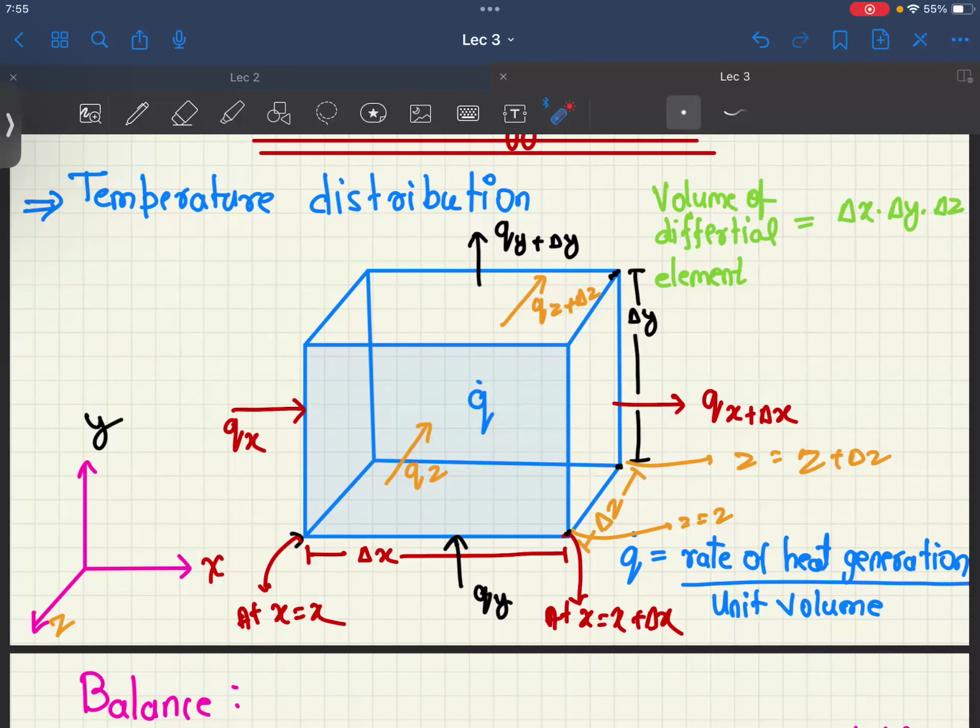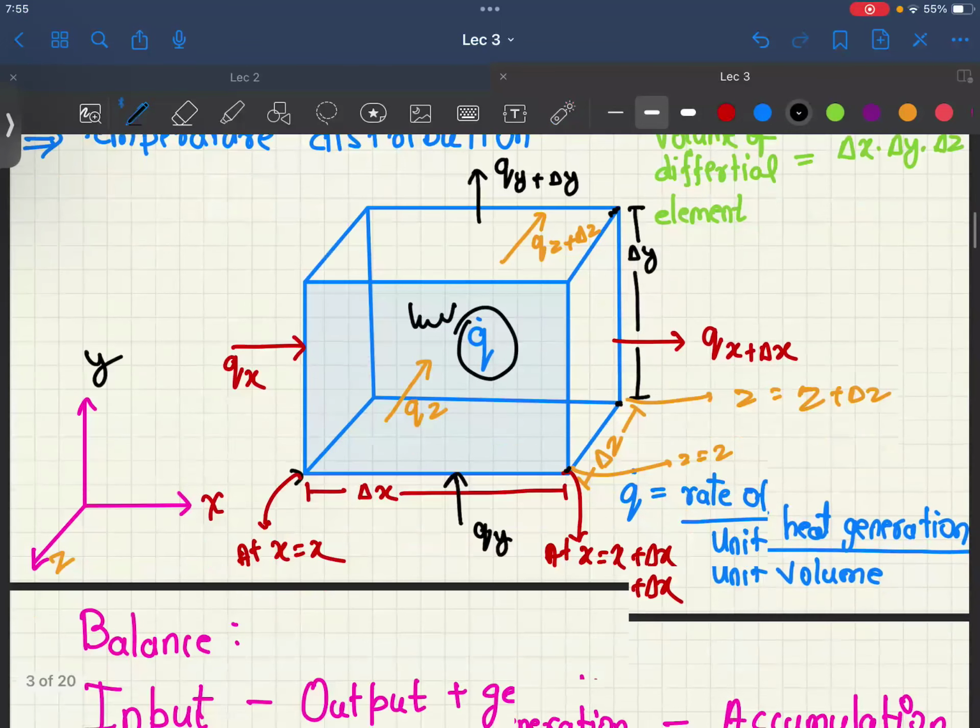So now we have to write the balance. And let's say q dot is the volumetric rate of heat generation. Let's say here we have put an electrical heater. Let's say this is filled with water and we are putting in an electric heater. Now because of the heater, the heat generated per unit volume is q dot.